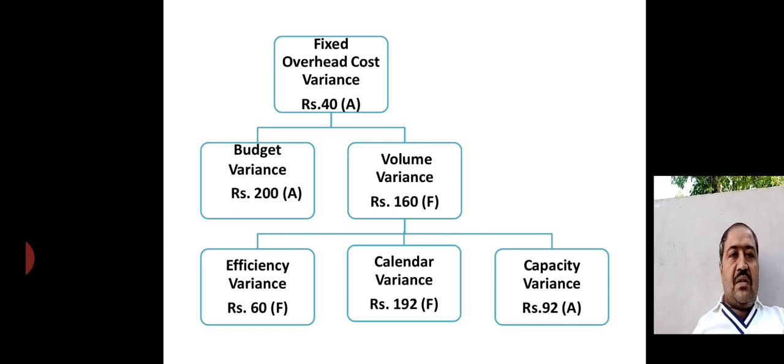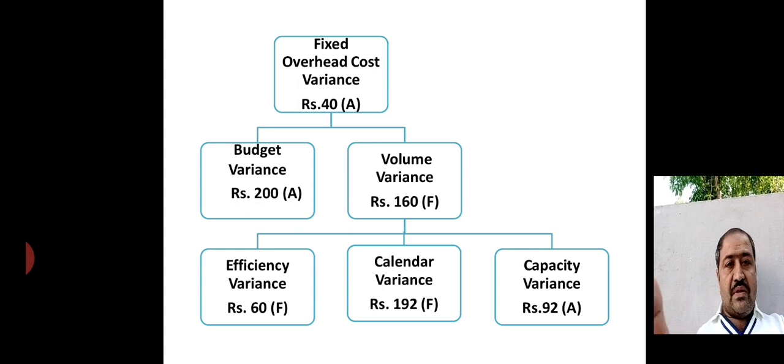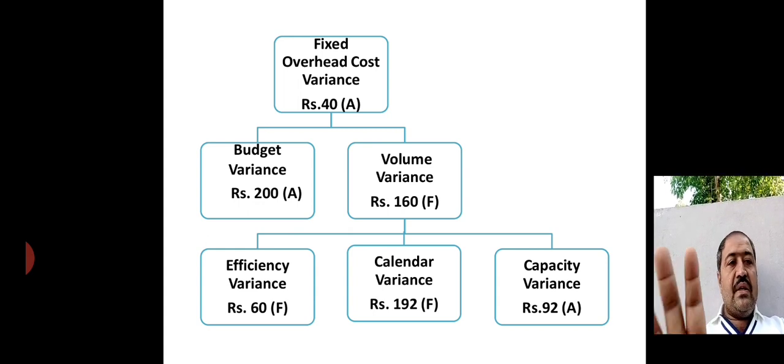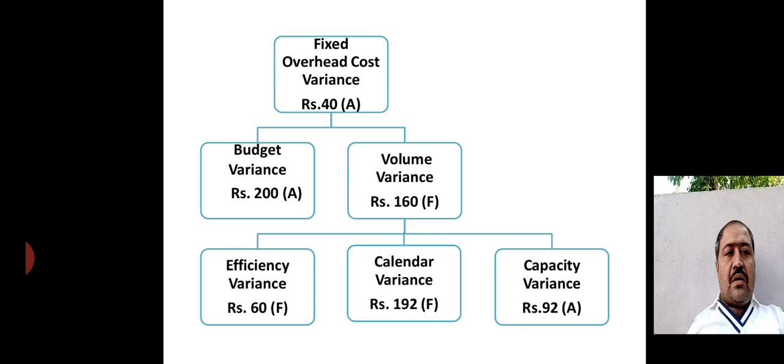So here this example is over. Very simple example, and almost all the fixed overhead variances are included. In the next video we will calculate some more examples based on this kind of variance, all these 6 variances. So here we discussed all 6 variances, and now I'm going to stop this video because the video has become lengthy. May it be useful and helpful to you.